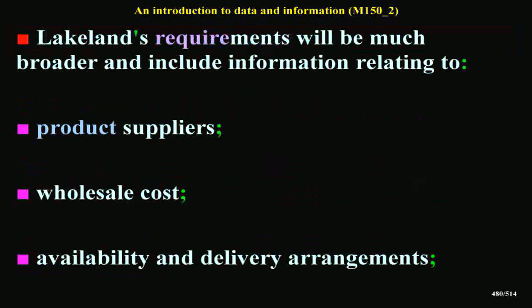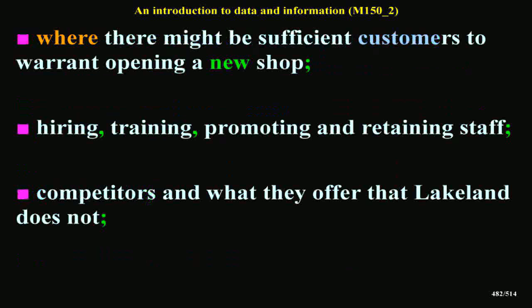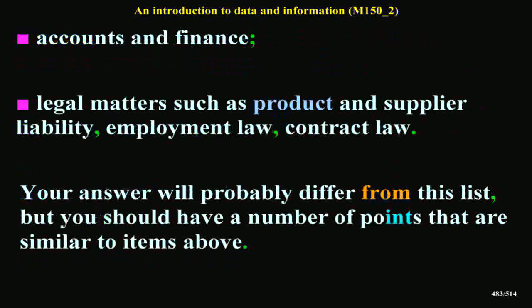Lakeland's requirements will be much broader and include information relating to product suppliers, wholesale cost, availability and delivery arrangements, its own storage and distribution system, who buys products from Lakeland and why. What other products such buyers might be interested in. Where there might be sufficient customers to warrant opening a new shop. Hiring, training, promoting and retaining staff. Competitors and what they offer that Lakeland does not. Accounts and finance. Legal matters such as product and supplier liability, employment law, contract law.